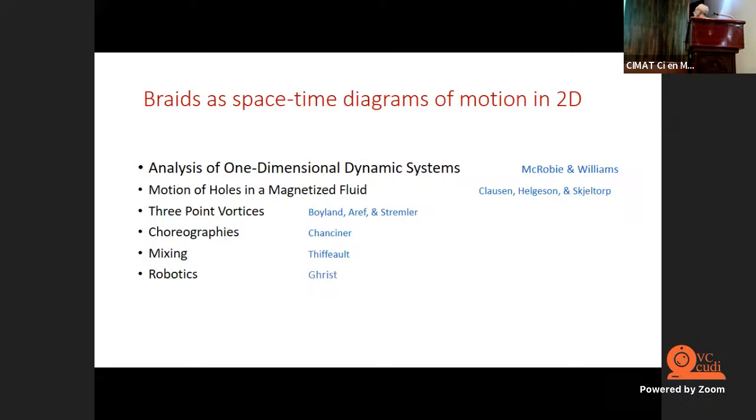And I should say there are probably a lot of you who know a lot more than I do, but they're useful for one-dimensional dynamical systems, holes in the magnetized fluid, point vortices, choreographies, mixing the bodies. This is an old slide, so forgive me for not having some others.